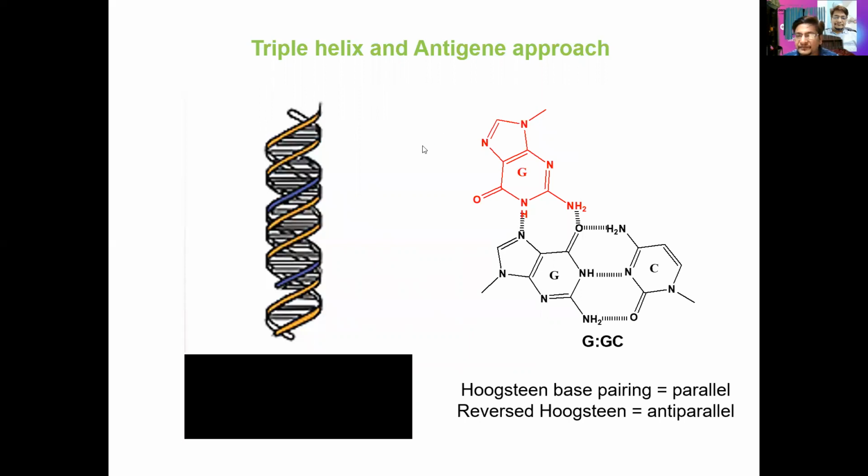And triple helix, if at all is a possibility, or the anti-gene approach, in that case, it will always be the Hoogsteen base pairing, which is the parallel one, and it could be either the reverse Hoogsteen, that is the antiparallel one.